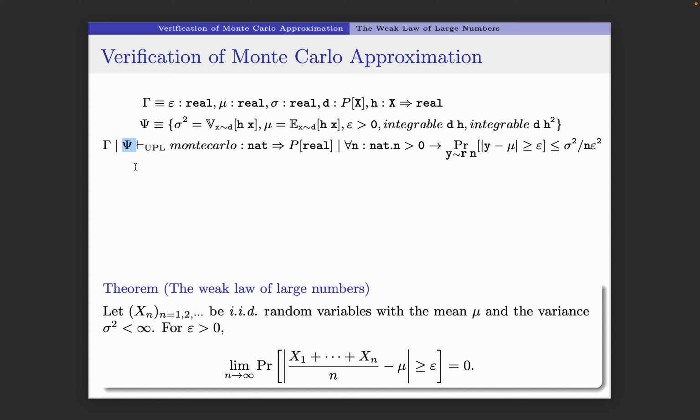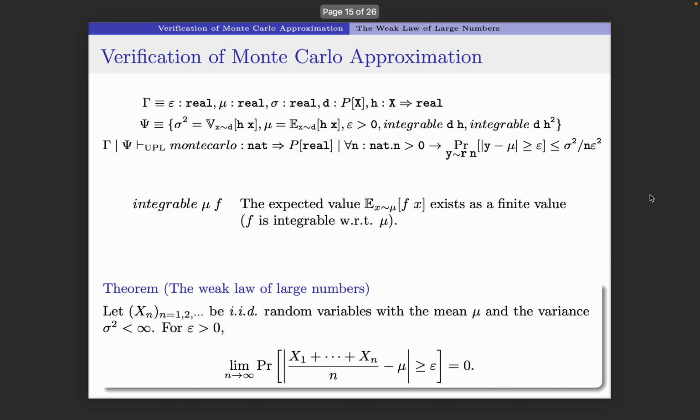We assume that the square of sigma is the variance of H, and mu is the expected value of H, and epsilon is positive, and integrability. The predicate integrable has the same meaning as the mathematical integrability. That is, integrable mu f means that the expected value of f exists as a finite value. F is integrable with respect to mu.